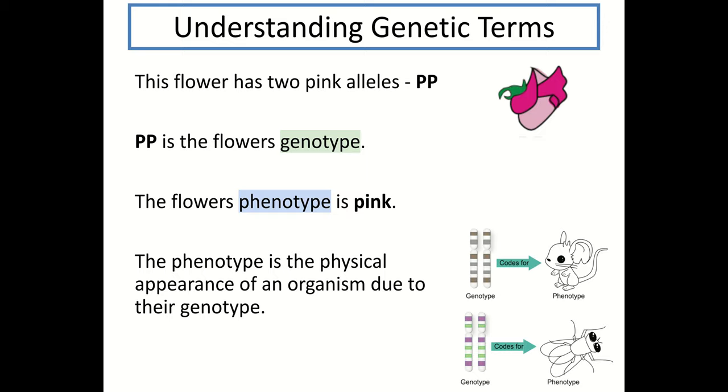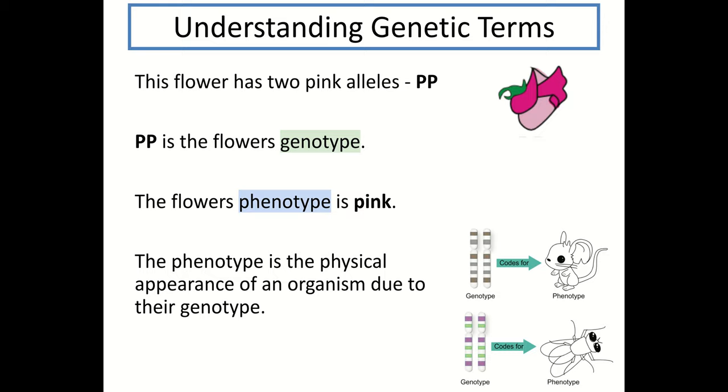So we can't see that it has two alleles and that they are both big P or pink. We can just see that the flower is pink, which is what we call the phenotype. So the phenotype of an organism is its physical appearance. And this physical appearance is as a result of the organism's genotype, or alleles that it possesses.